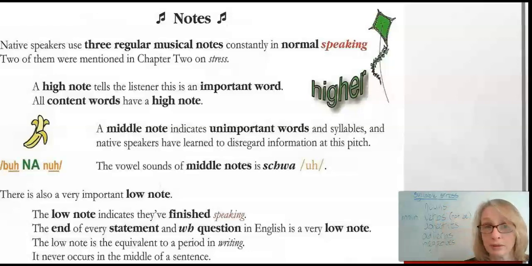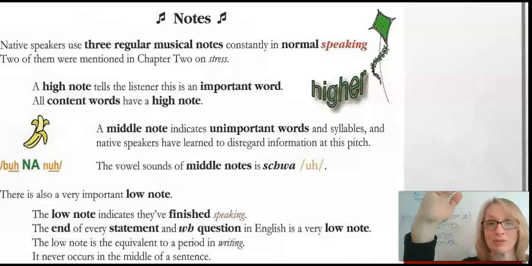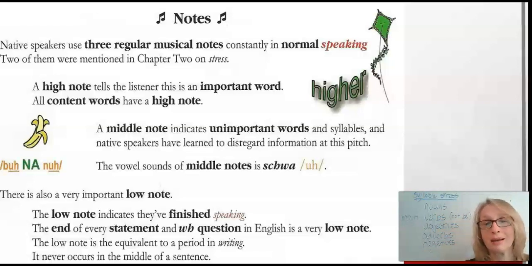All the other syllables, the non-stressed syllables, so if you think of the word potato, the po and ta are not stressed, but the to is the stressed syllable. So the stressed syllable is said at a higher note, but the other syllables and the non-important words are said at a middle note.